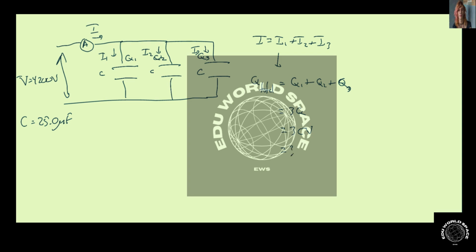And so this turns out to be, with your numbers, 3 times 25.0 times 10 to the minus 6 farads times 4,200 volts. And this works out to be 0.315 coulombs. Again, it's just recognizing the parallel nature and what's happening to each one.